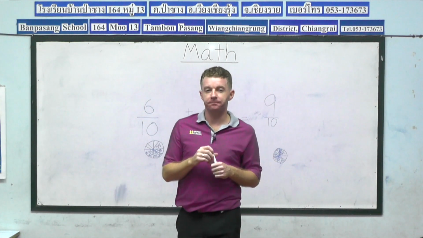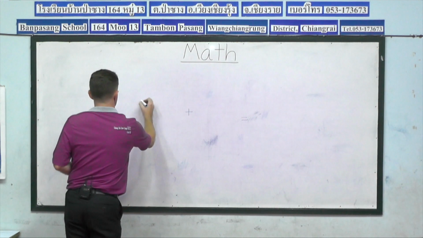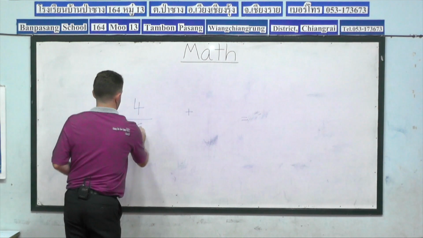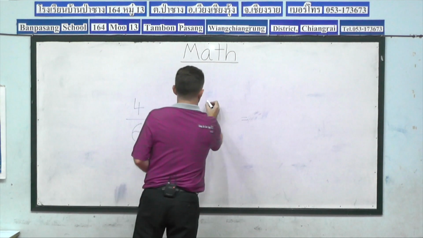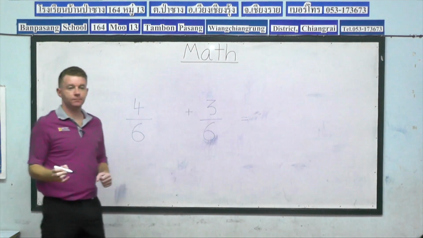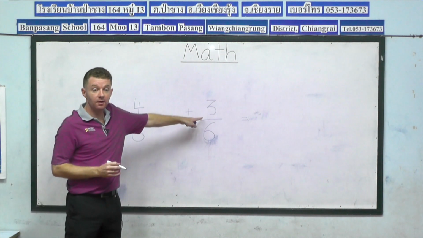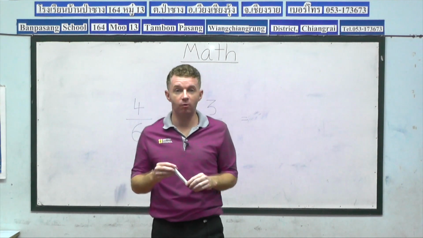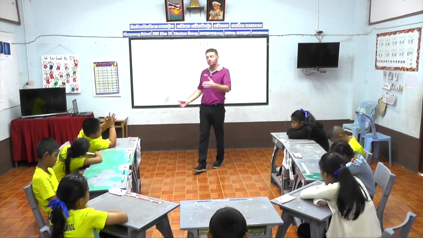Let's do some more now. And this time we'll get a little bit harder. Okay, so this time we will use 4 over 6 and 3 over 6. So this time we're adding 4 over 6 to 3 over 6. So let's see which students can correctly work out this problem. And the pen will go to Pak Bung. So Pak Bung, come and join me at the front, please.